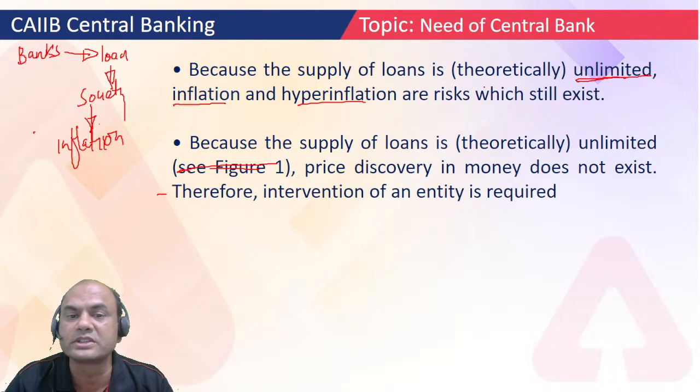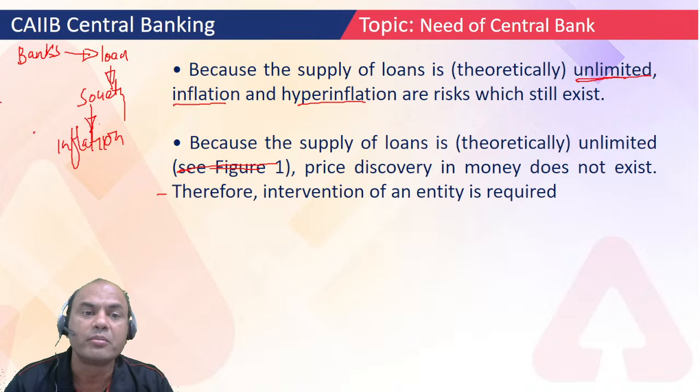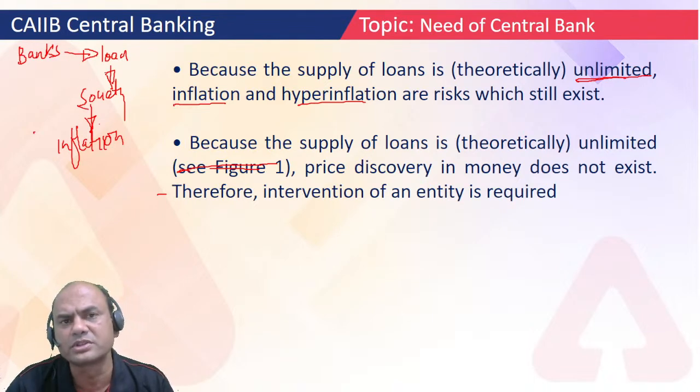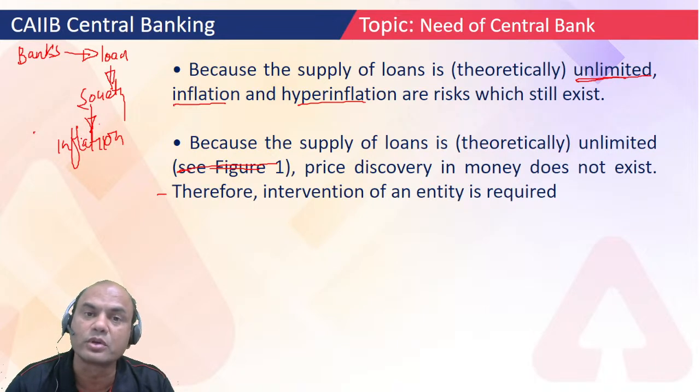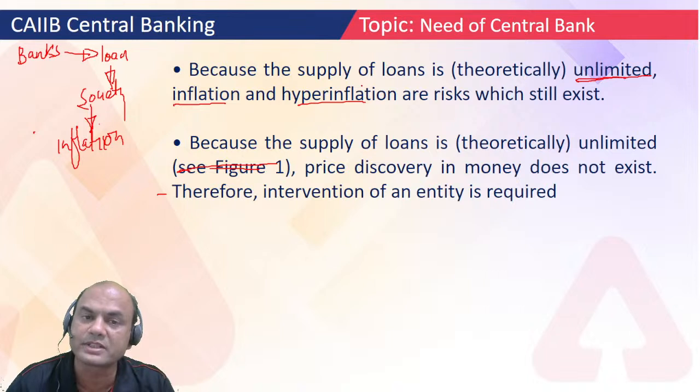Because the supply of loans is unlimited, inflation and hyperinflation are risks which always exist. If the bank goes on giving huge loans in the system, what will happen? See here, the bank gives the loan to the society, means to the customers. Customers live in the society. If they have a higher amount from the bank through loans, what will happen? They'll try to buy more things, so prices will increase. That will relate to inflation. So it may relate to hyperinflation also.